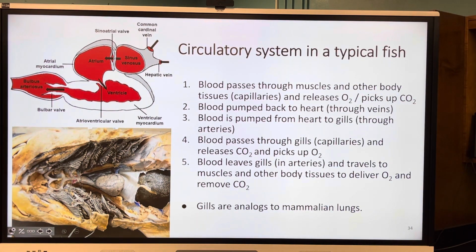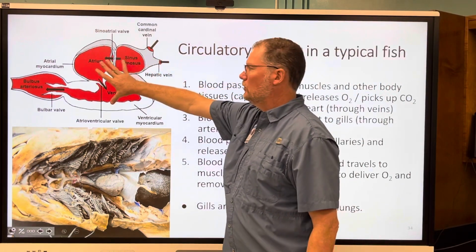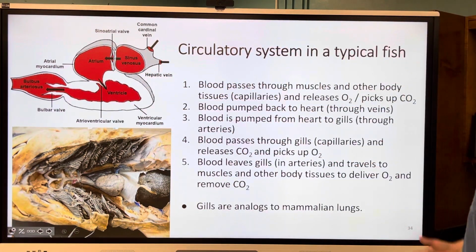And that finishes up our notes. You do not have to know the parts of a heart, so that's just there for showing you the difference between perhaps a mammalian heart or a human heart and a typical fish's heart. It's a little bit different shape, isn't it? If you're familiar with a human heart shape.